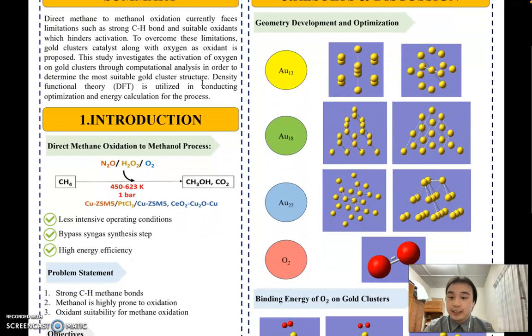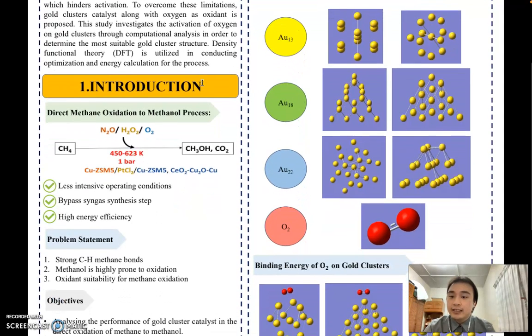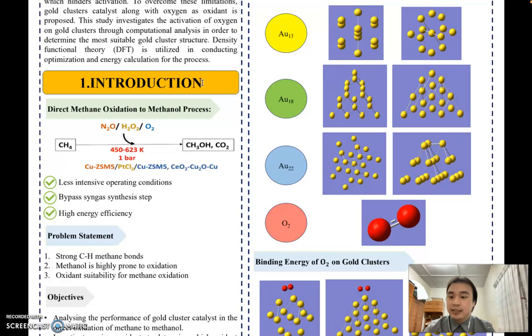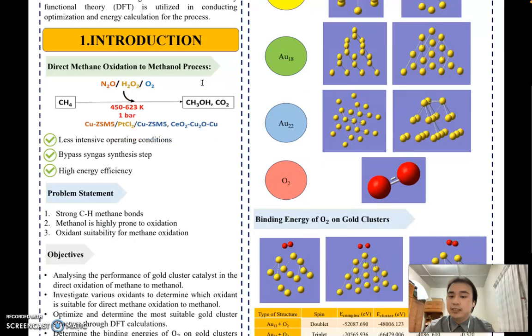Now let's move on to the introduction. The process of methane oxidation is a one-step process of converting methane to methanol, which is preferable over the indirect syngas route due to the operating conditions which are less intensive and able to bypass the synthesis gas step, which results in higher energy efficiencies. However, the direct methane oxidation comes with its own challenges as well, which include the strong carbon-to-hydrogen bonds of methane, which makes it hard to activate. The product of methanol is also highly prone to oxidation compared to methane. Although many oxidants were explored, they still suffer from some limitations in terms of suitability.